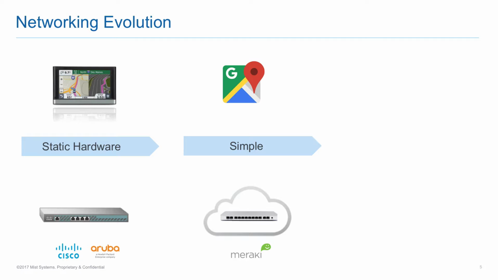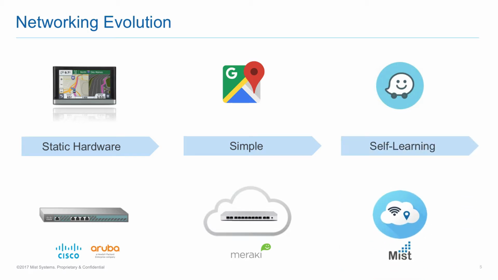But today, when we need to drive, we rely on Waze. Why did Google, after having the world's best mapping platform in Google Maps, acquire Waze? Because Waze is self-learning. Waze learns from the edges and makes the experience better for everyone. It learns, it senses from its users and makes the network better for everybody. And that's what Mist is. Mist is the world's first self-learning AI-driven network.